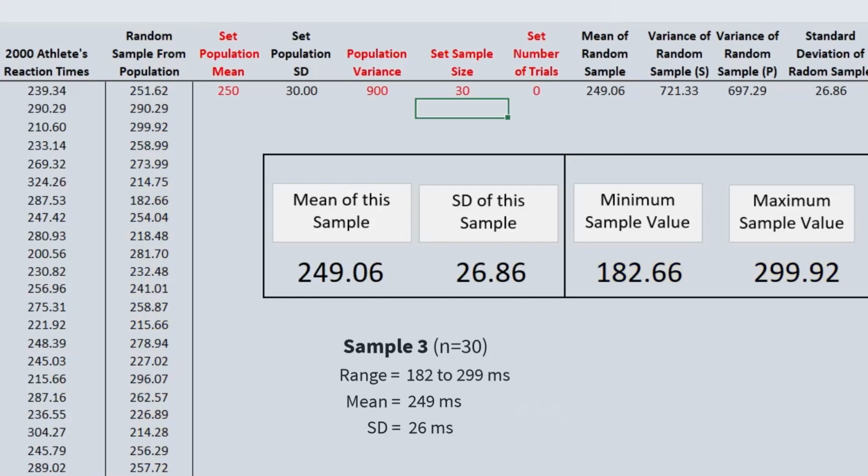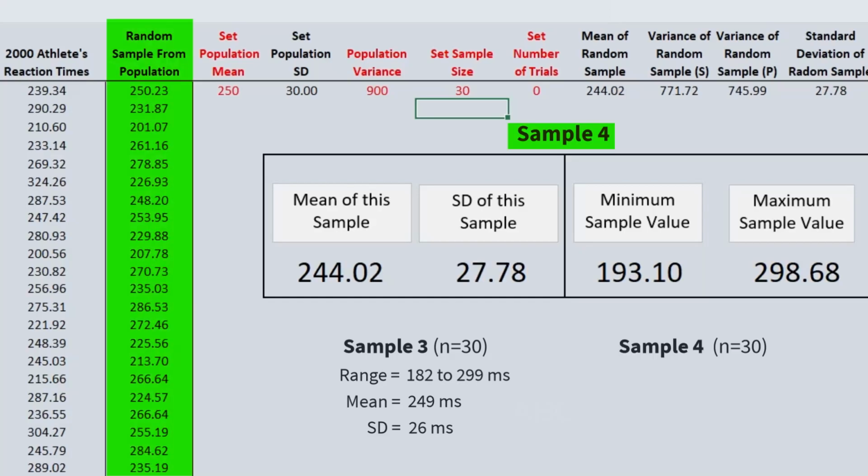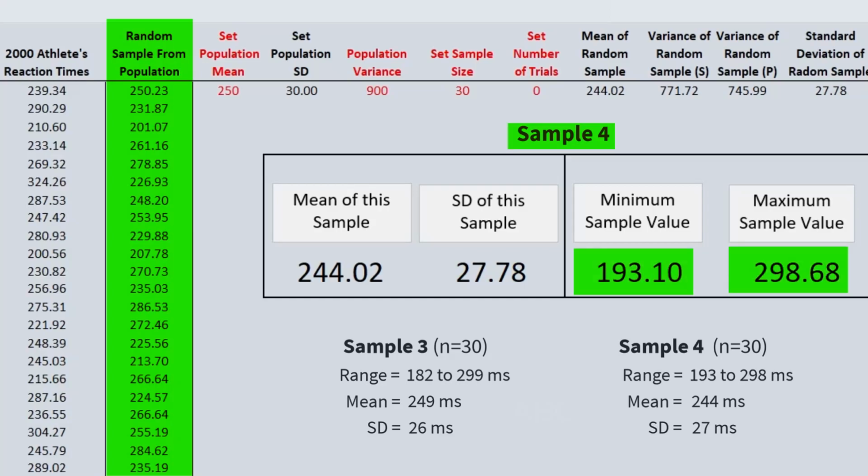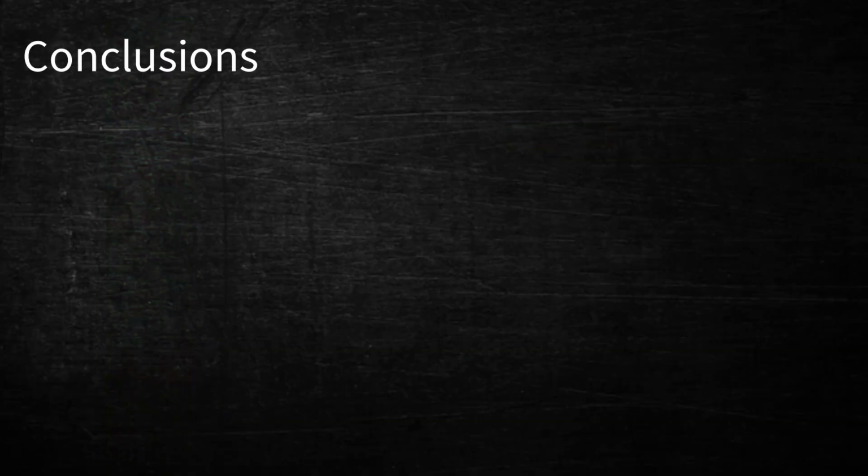Let's take a second sample of size 30. The athletes selected in this sample had a mean reaction time of about 244 milliseconds and a standard deviation of about 27 milliseconds. The range of the reaction times was from 193 to 298 milliseconds. What can we conclude by comparing the 4 random samples we selected?